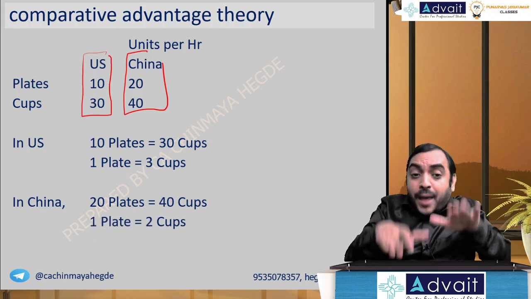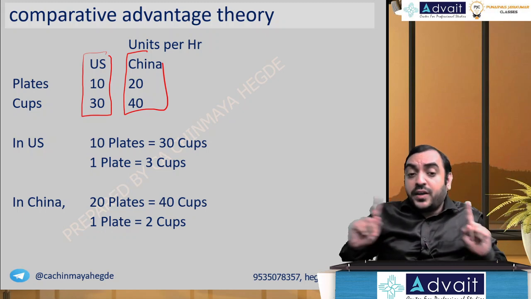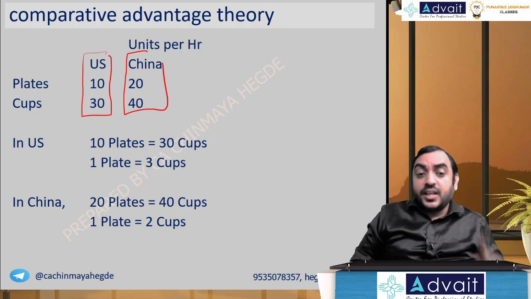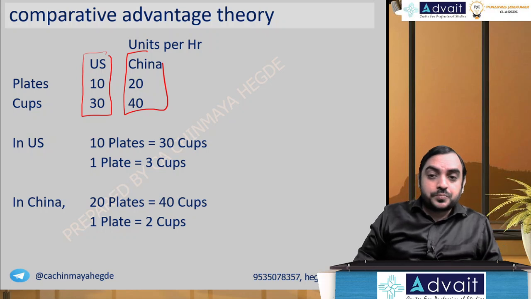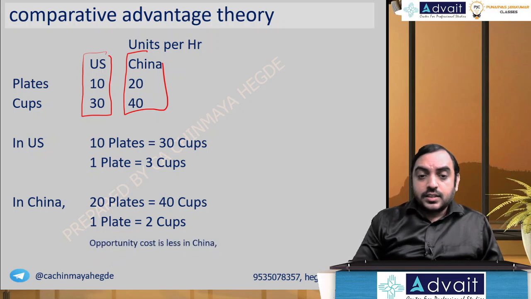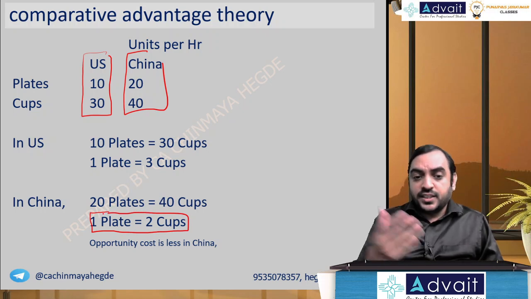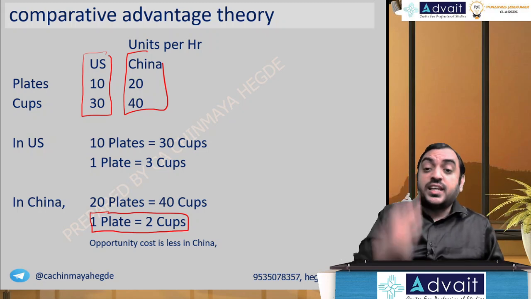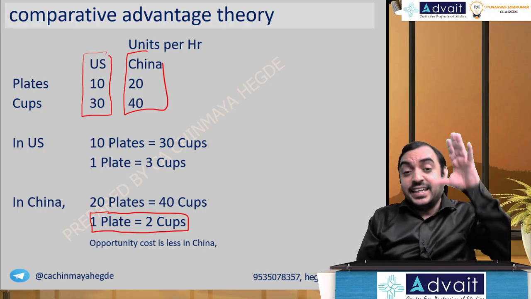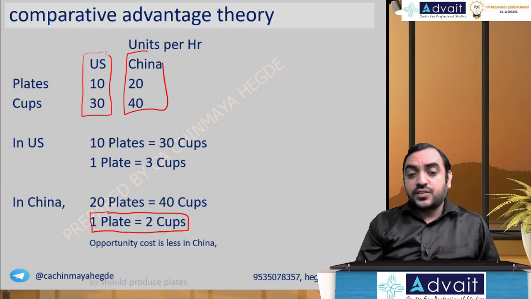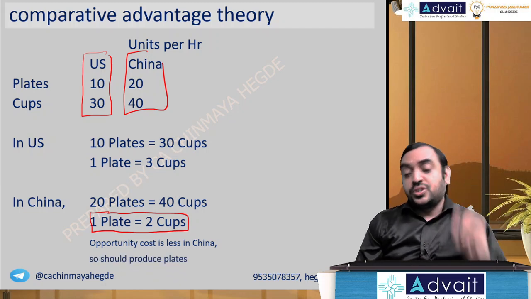Now, on a comparison basis, not on an absolute basis, you tell me where plate is cheaper. In US, one plate is 3 cups. In China, one plate is 2 cups. So it is less, right? It is cheaper. In China, we have to sacrifice only 2 cups for one plate. But in US, you have to sacrifice 3 cups. So plate is less costly. Opportunity cost is less in China for plates. So China should produce plates.